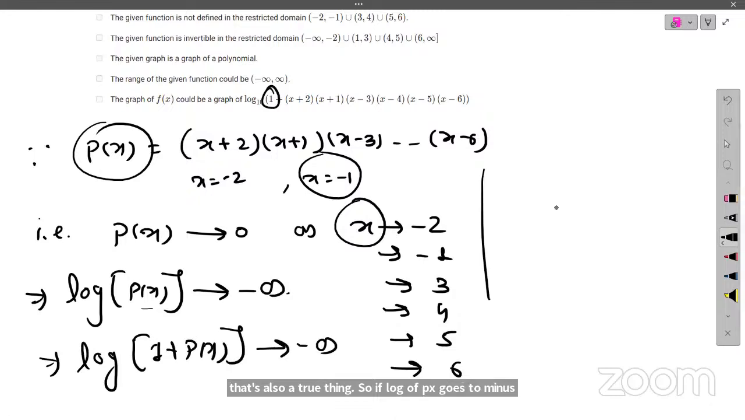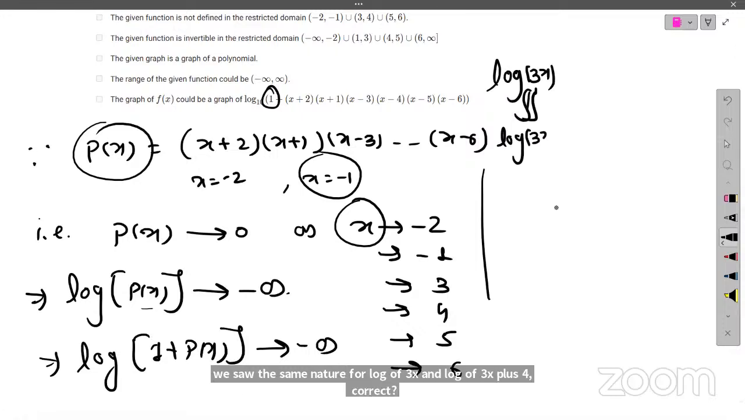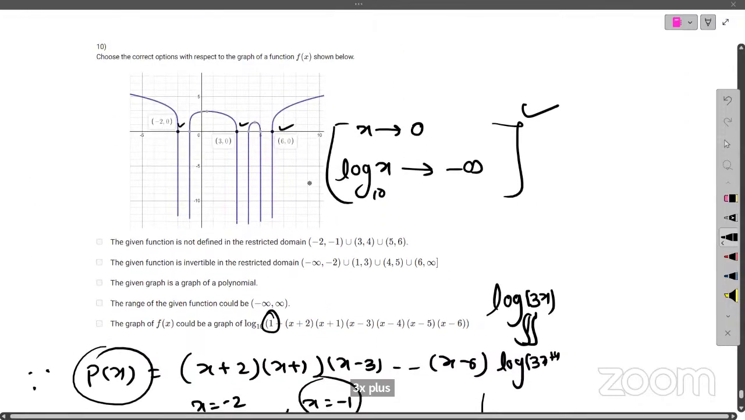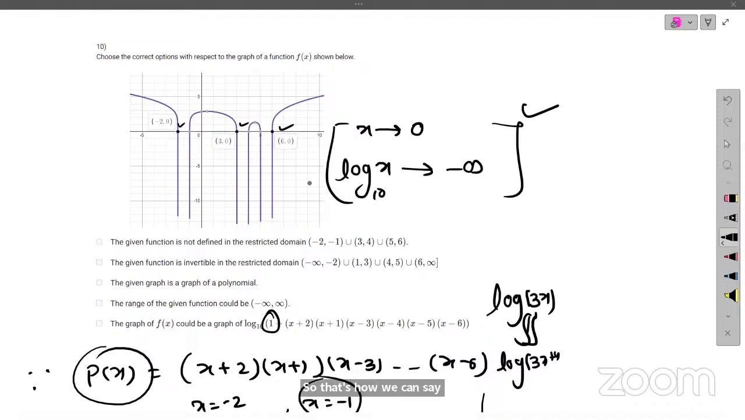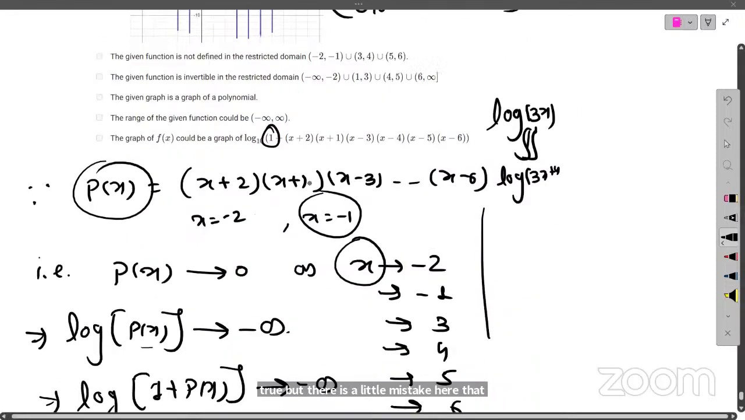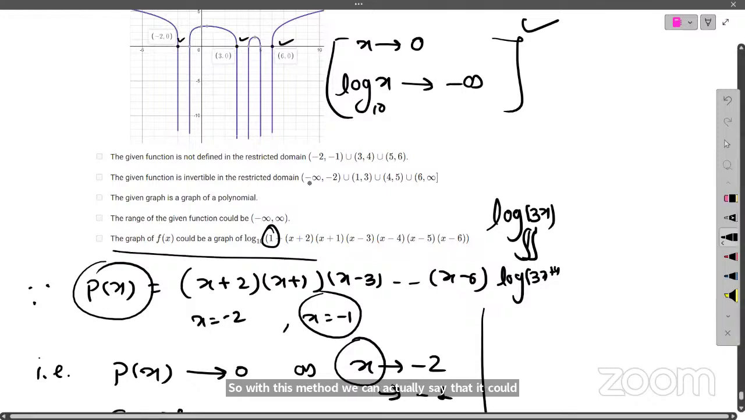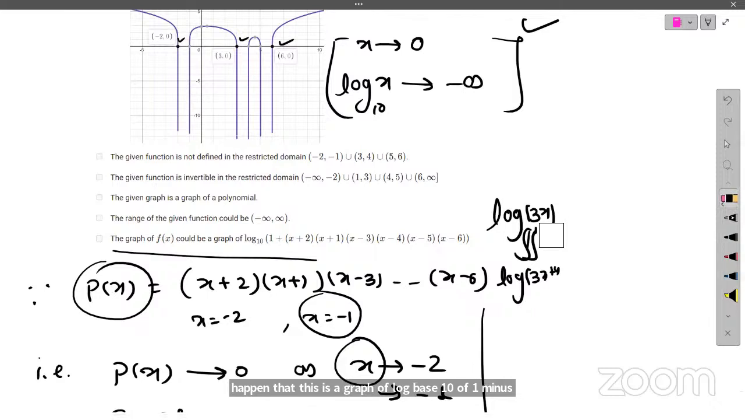As we saw the same nature for log of 3x and log of 3x plus 4, correct? The log of 3x graph will be similar to log of 3x plus 4. So that's how we can say that this behavior is actually true. But there is a little mistake here, or rather, overall it's actually true. So with this method, we can say that this could be the graph of log base 10 of 1 minus the whole polynomial, 1 plus the whole.